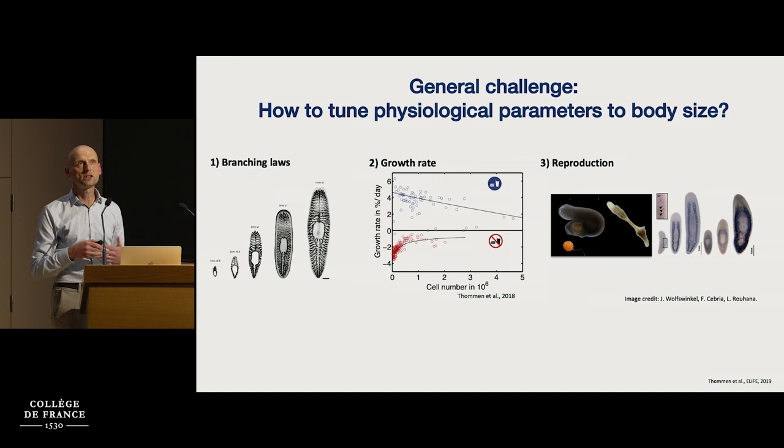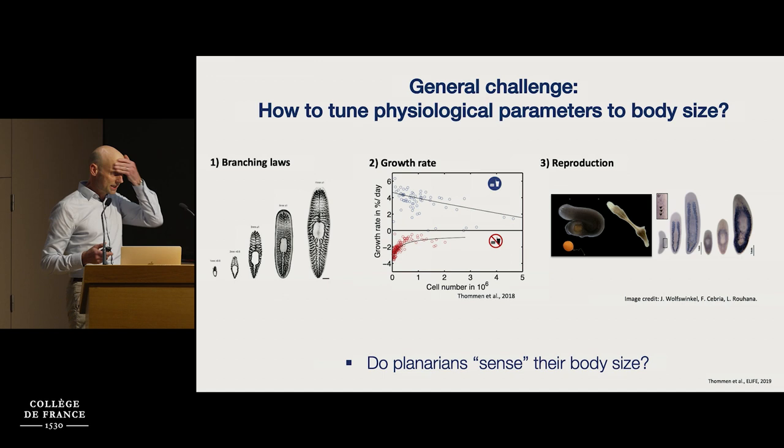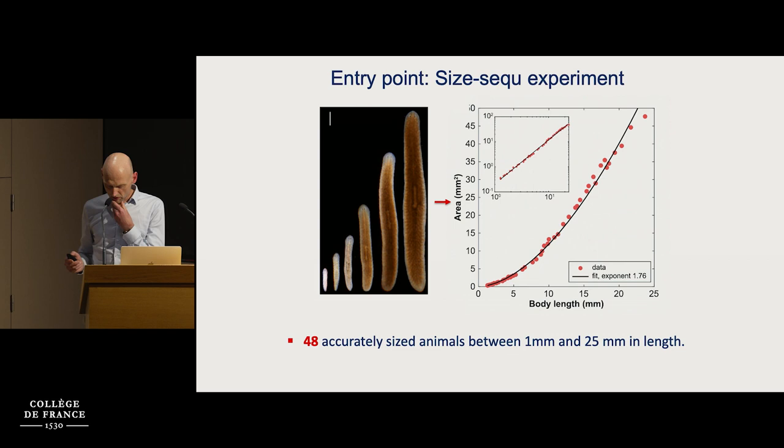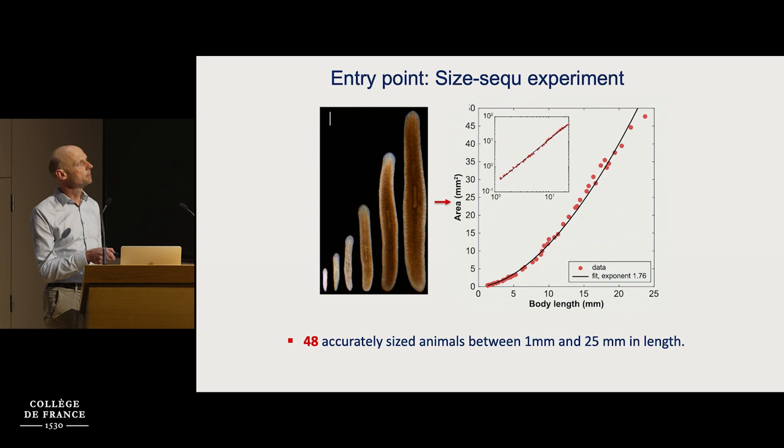So all of this together raises the question to what extent planarians are actually aware of their body size, or whether there are mechanisms in place that sense body size and then convert it into different physiological outcomes, be it growth rate, reproductive system development, or potentially even gut branching changes. And we approach this question simply by deep sequencing individual animals spanning the entire size range that we have available in the model species.